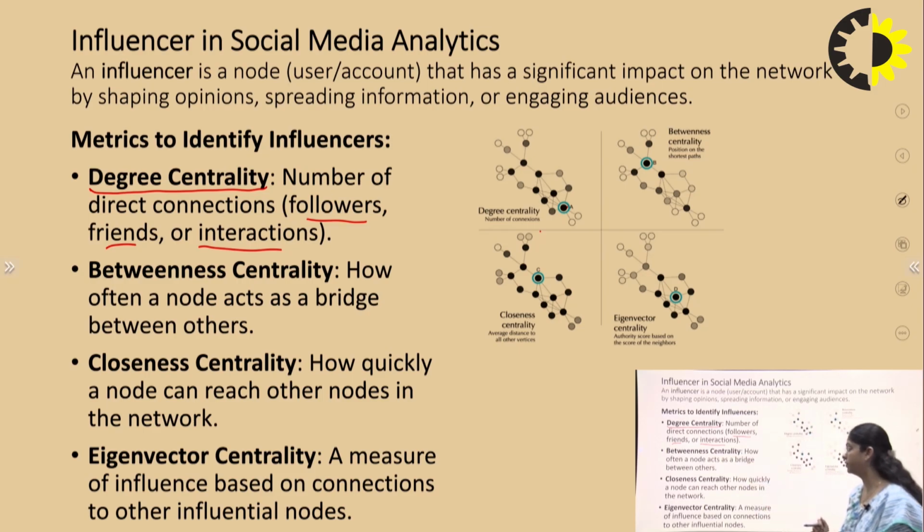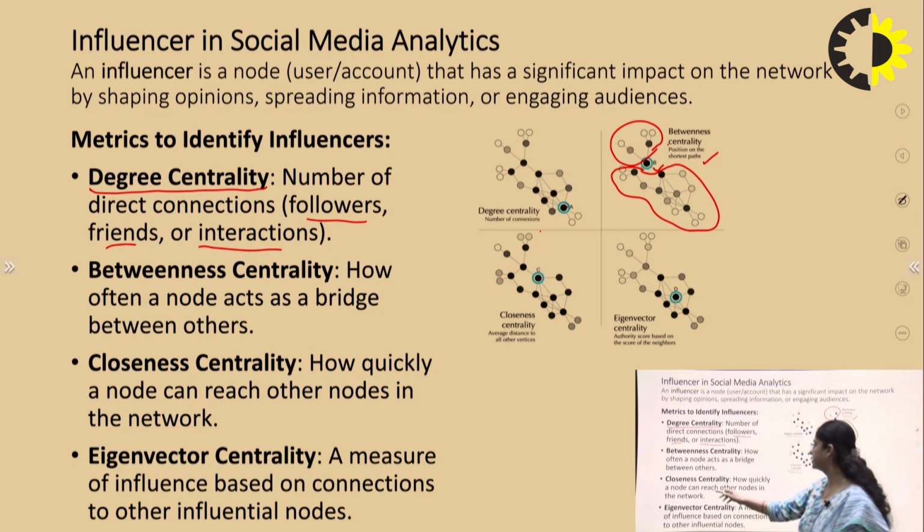Next is betweenness centrality. How often a node acts as a bridge between others. So betweenness centrality defines how often a node acts as a bridge between others. You can see in this graph, this B acts as a bridge between others. If this B is removed, then this particular graph is disconnected, means this section is disconnected from this section. So this B is acting as a bridge. So this is betweenness centrality, position on the shortest path.